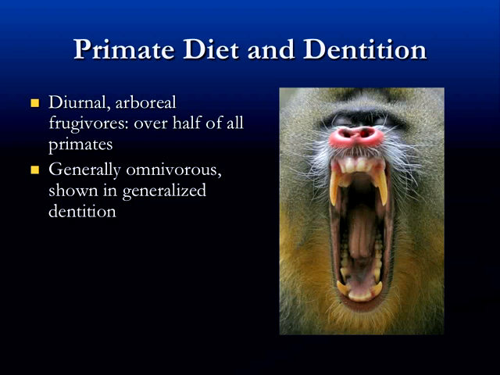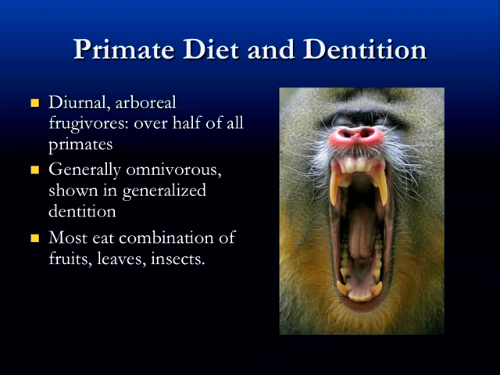Now, our omnivory is shown in our generalized dentition, meaning that we have a variety of tooth types that do a variety of things. So most primates eat a combination of fruits, leaves, and insects. So do you.